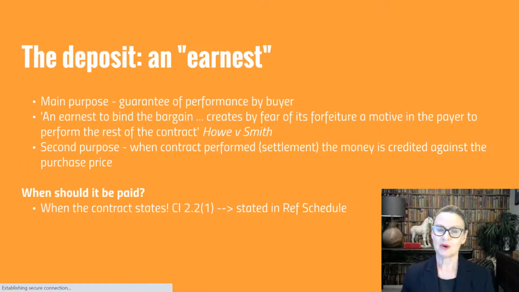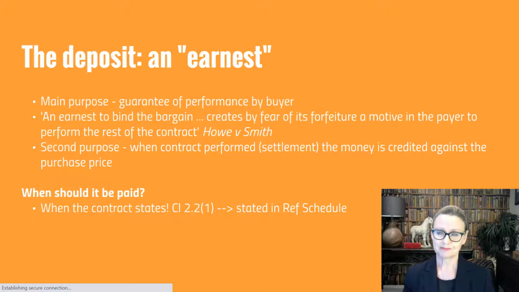So what is a deposit? It's a performance guarantee, essentially. So in Howe and Smith, they say it's an earnest to bind the bargain. It creates, by fear of its forfeiture, a motive in the payer to perform the rest of the contract. How true that is, particularly in property transactions where the deposit, as you will recall, 20% of the purchase price, is a very significant incentive.